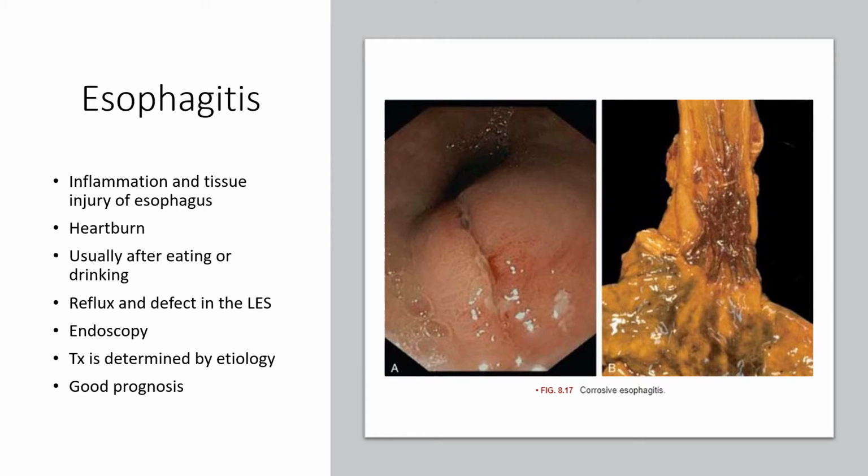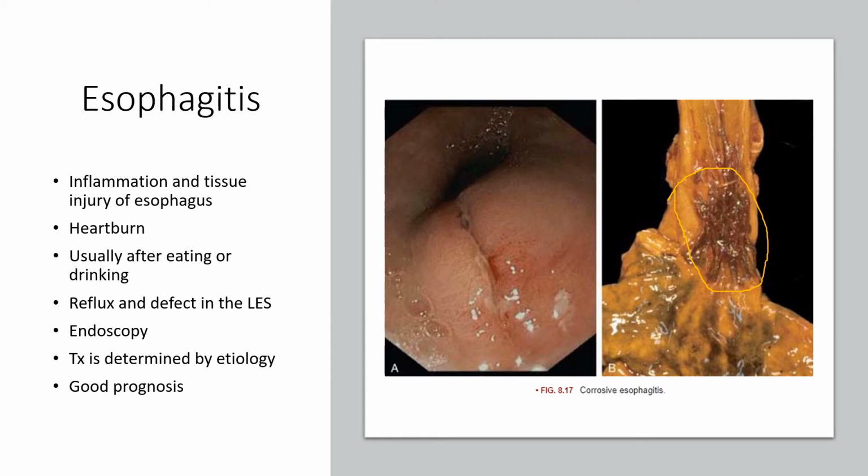Corrosive esophagitis is what you see in this picture here, and see all the corrosion to the esophagus. And this is severe inflammation of the esophagus resulting from ingestion of a caustic chemical, such as an alkali or an acid chemical that causes tissue damage. In children, ingestion is usually accidental. In adults, chemical ingestion is often used in a suicide attempt.